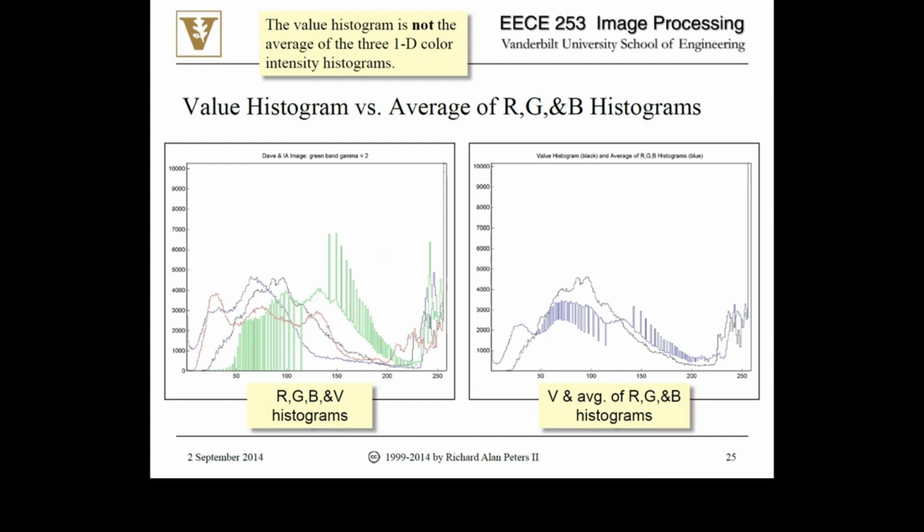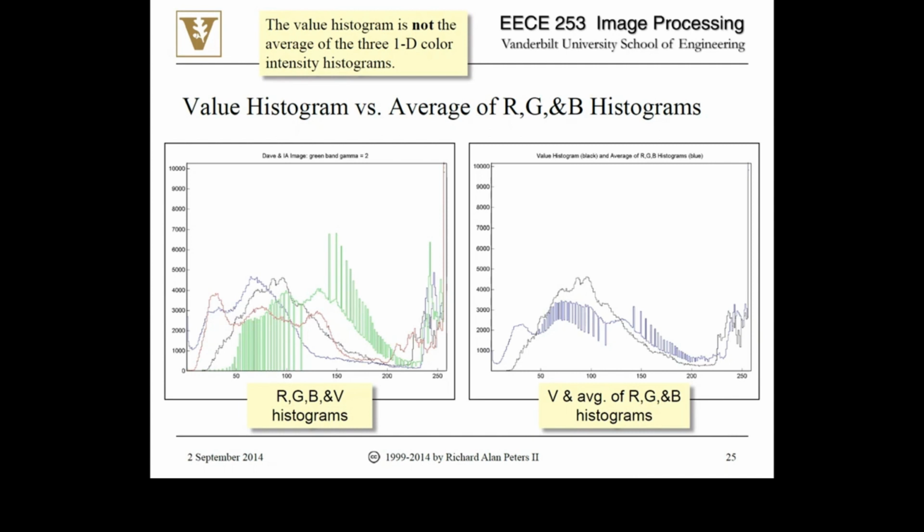Now, this is a proof. So what is the value? The value is the average of the channels. So would it be equivalent? If the value is the average of the channels, can I take the histograms and compute the average of the histogram? The answer is no. You see, those are different. So the histogram of the average is not the average of the histograms.